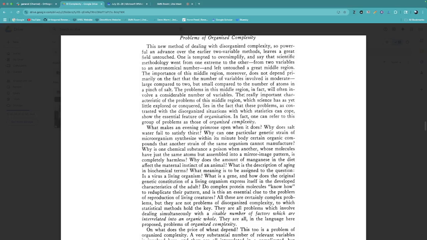So the problems in the middle region, in fact, will often involve a considerable number of variables. The really important characteristic of the problems of this middle region, which science has as yet little explored or conquered, lies in the fact that these problems, as contrasted with the disorganized situations with which statistics can cope, show the essential feature of organization. And in fact, one can refer to this group of problems as organized complexity.